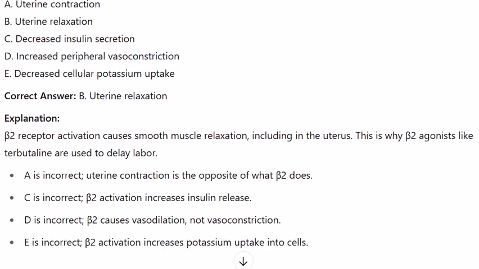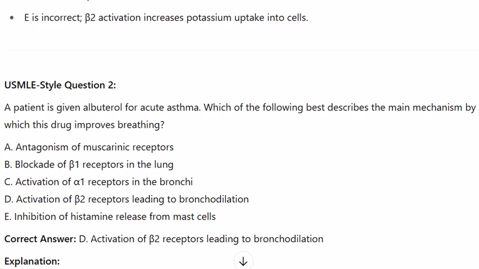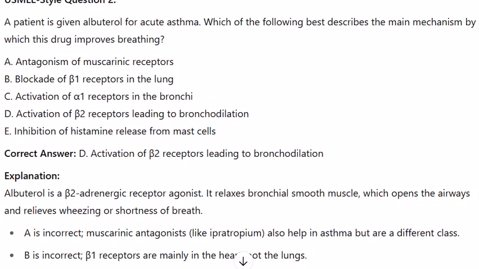USMLE style question 2. A patient is given albuterol for acute asthma. Which of the following best describes the main mechanism by which this drug improves breathing? A. Antagonism of muscarinic receptors. B. Blockade of β1 receptors in the lung. C. Activation of α1 receptors in the bronchi. D. Activation of β2 receptors leading to bronchodilation. E. Inhibition of histamine release from mast cells.